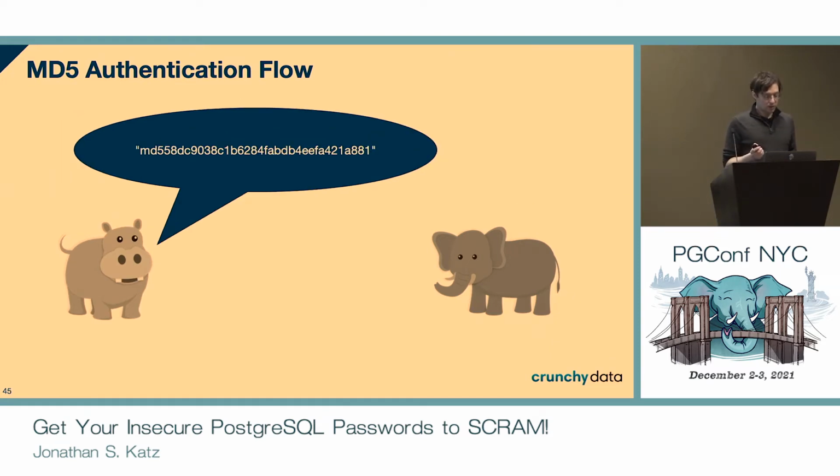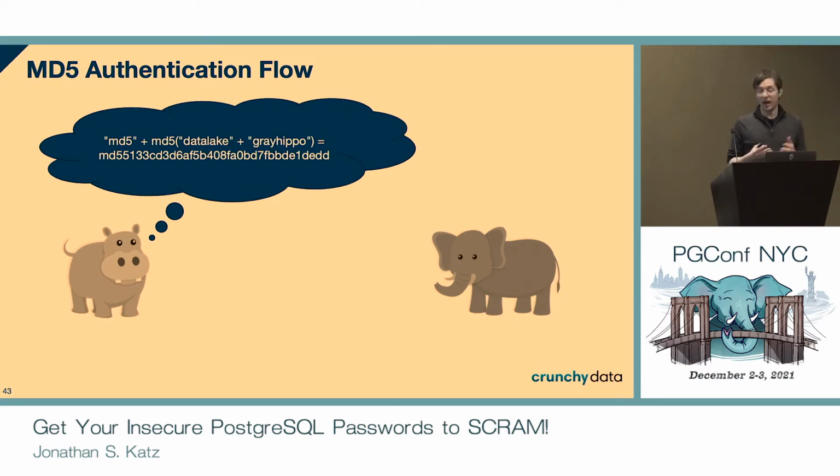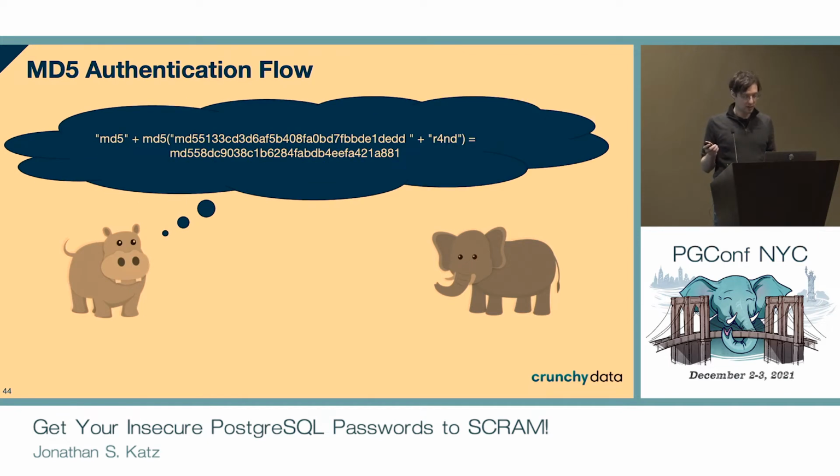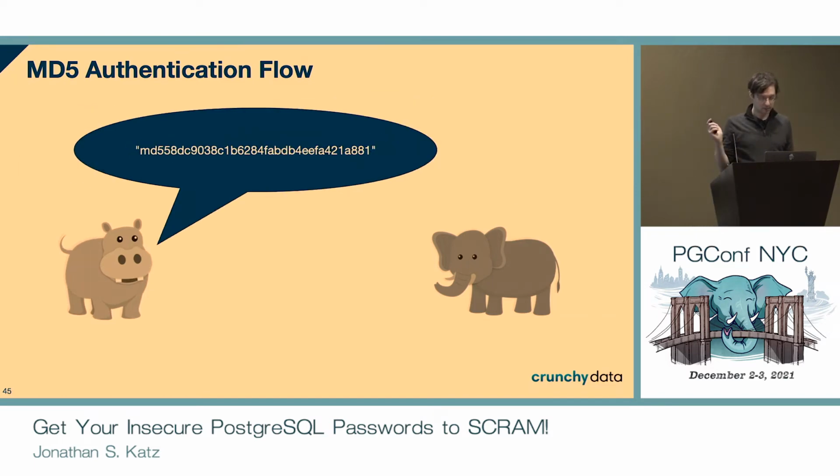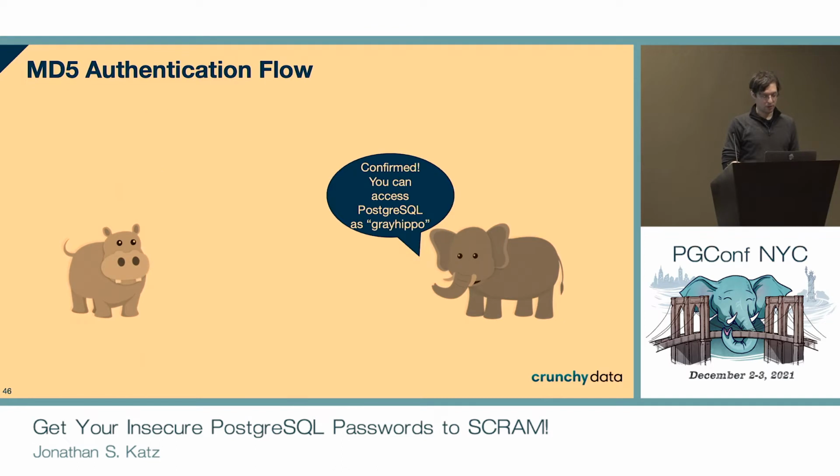Now, why does this work? Keep in mind, if you have a valid password, Postgres has that original MD5 hash stored, so all Postgres has to do is essentially calculate that and see if it matches what's being sent over by the client. And if it does, Postgres says, confirmed, you are definitely GreyHippo, you can get in.